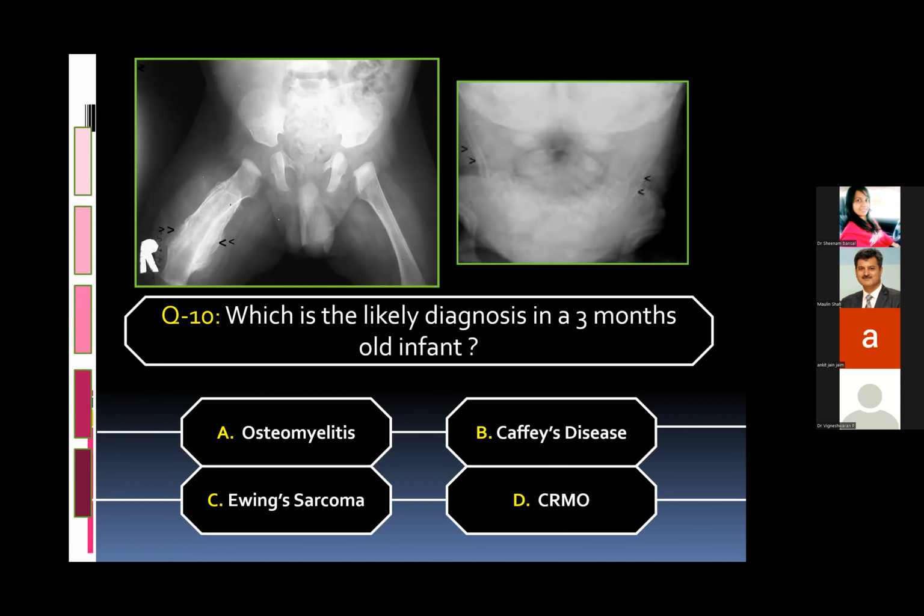I was always told that in Caffey's disease, the second pediatric orthopedic surgeon is lucky and the first is unlucky. We are always confused between osteomyelitis and Caffey's. But once we have another joint, another bone involved, then we are pretty sure that this is Caffey's only. Right, so this was Caffey's disease, correct. Next.